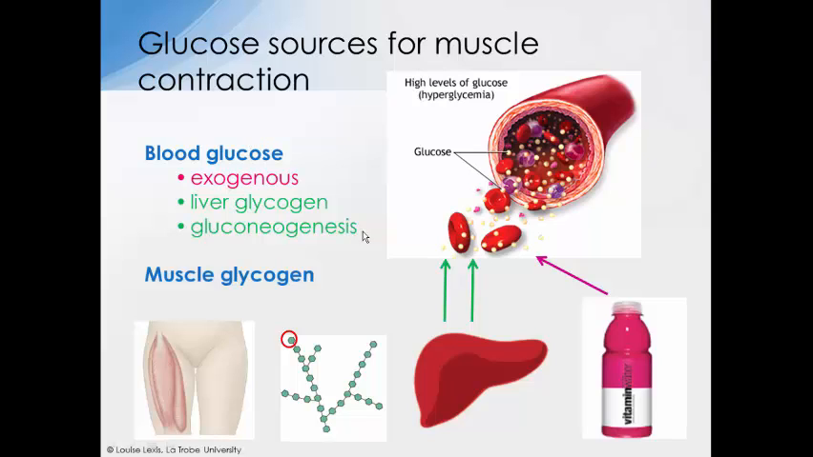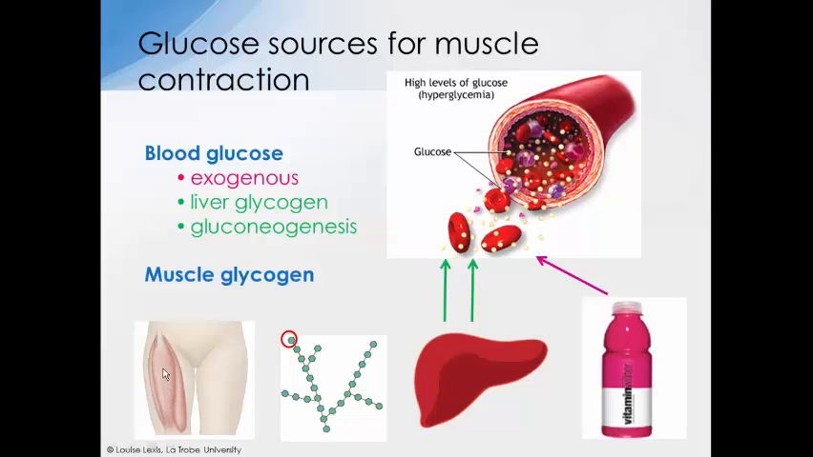Gluconeogenesis is another mechanism where the body can supply blood glucose, and this term refers to the making of new glucose. It does occur in the liver, and I'll talk about that more in the following slide. So basically the liver can take other materials, produce glucose, and then release that glucose into the blood. So it doesn't matter what the original source of blood glucose is, the important point is that it can be taken up by the muscle and used to produce ATP.